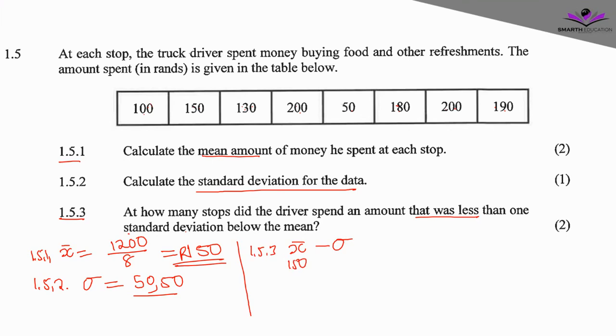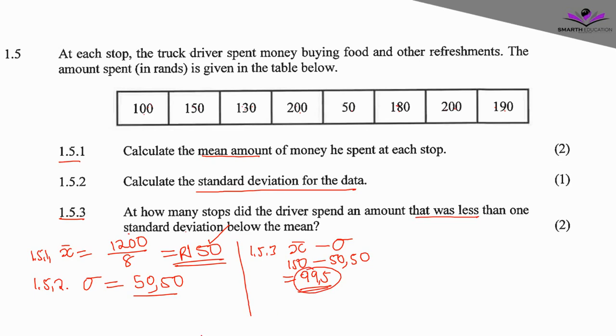150, that's our mean, minus 50. And then we get what? We get 99.5. So this is 1 standard deviation below the mean. Right, we're looking for the amount that is less than this.